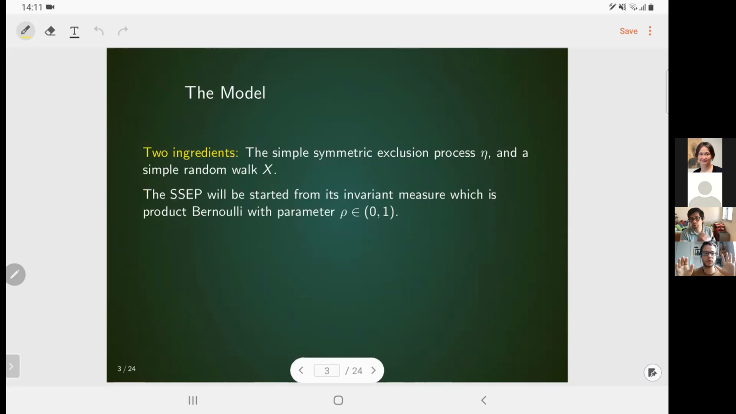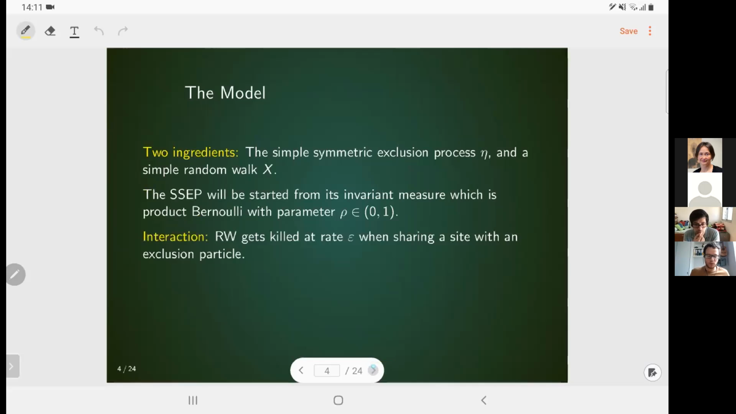Okay, so now you have these two ingredients, the simple symmetric exclusion process and the simple random walk, and now you want them to interact in some way. And the interaction, the name is already suggesting it, is that you have your random walk walking around, and every time it meets an exclusion particle, it is at risk of getting killed. And it will be killed simply at rate epsilon. Here epsilon is the parameter of our model that, of course, we will send to 0.